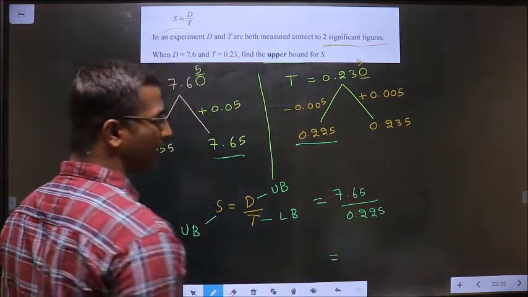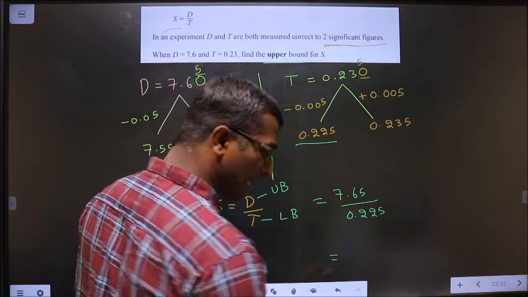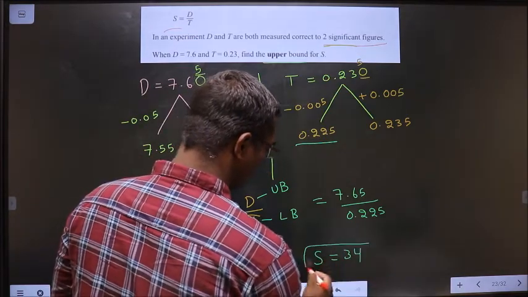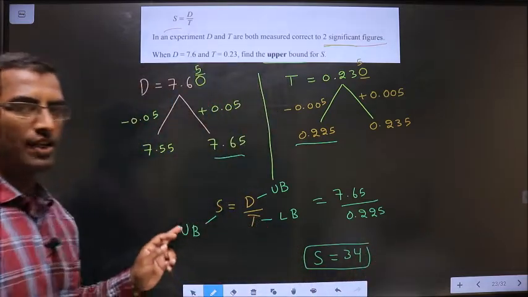Put this in the calculator. You get the answer to be 34. This is the value for S. Is it clear?